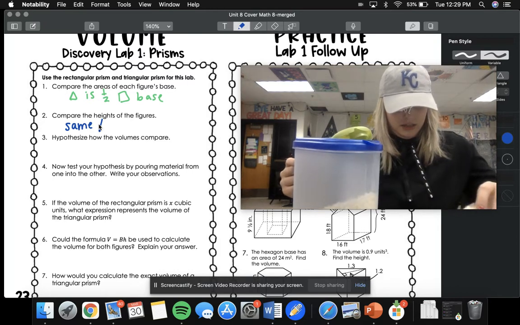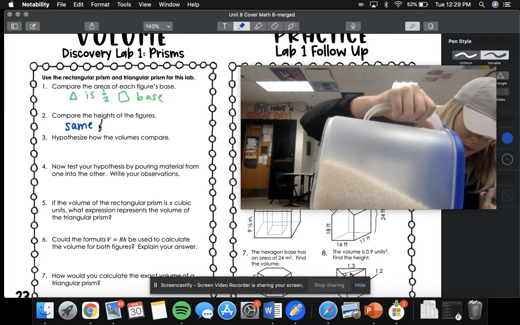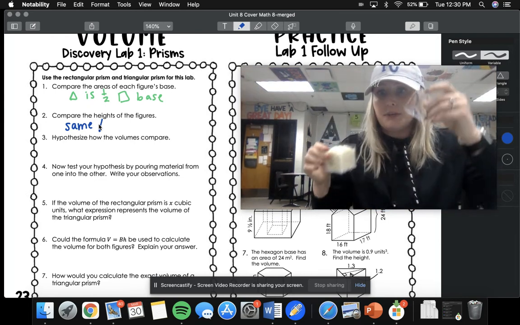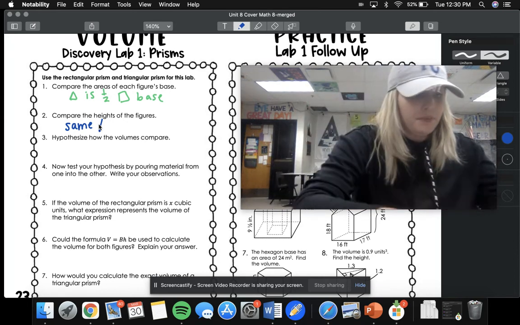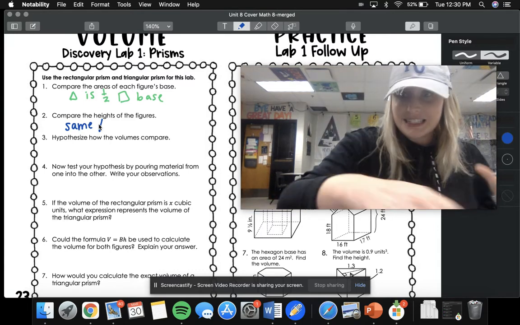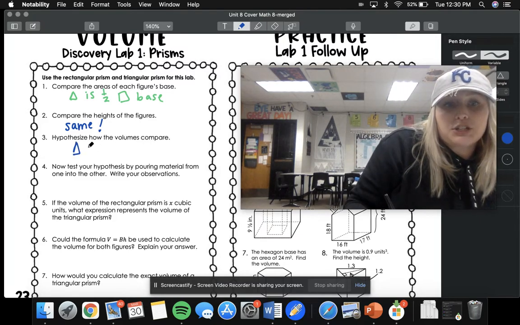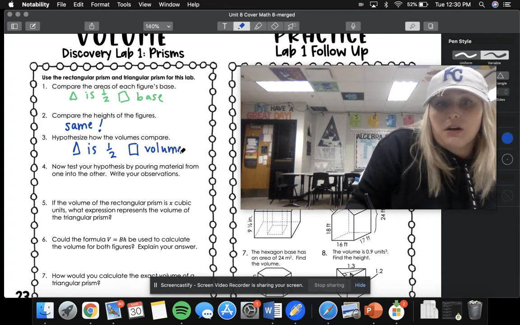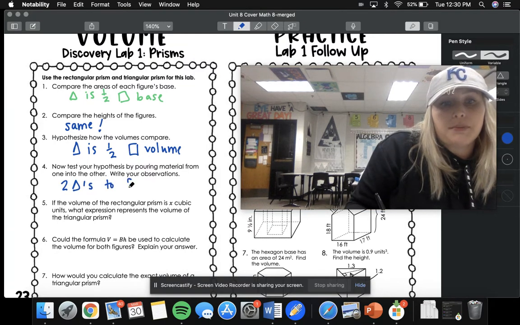And it looks like it has been completely filled. So it took me 2 of my triangles to fill up just a regular prism. I'm going to move the rice real quick. If your hypothesis was that the triangular prism should be half the rectangular prism's volume, you are absolutely correct. So it would take 2 triangles to fill up 1 rectangle.